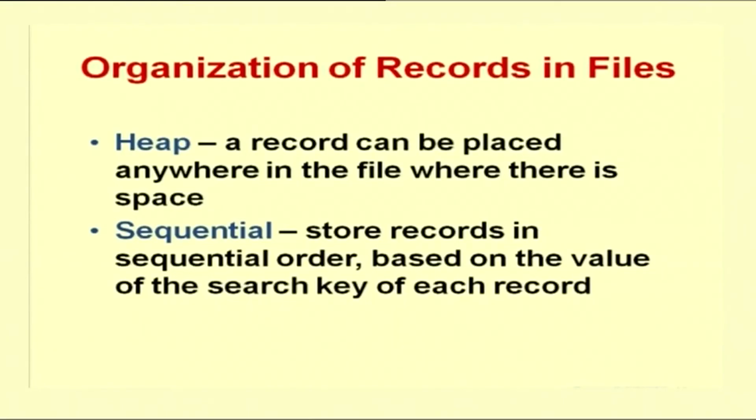So, this is called the slotted page structure, and another way of organizing records in files is using a heap. Here a record can be placed anywhere in the file where there is space. Otherwise it is called sequential, where you store records in sequential order based on the value of the key of each record. So, this is another way of doing it.